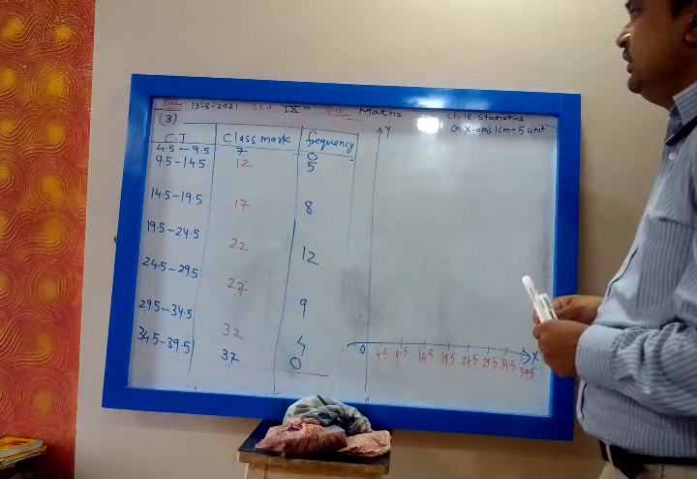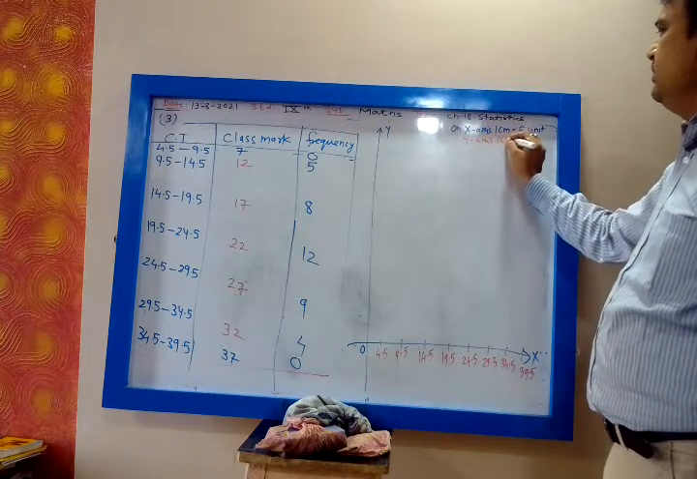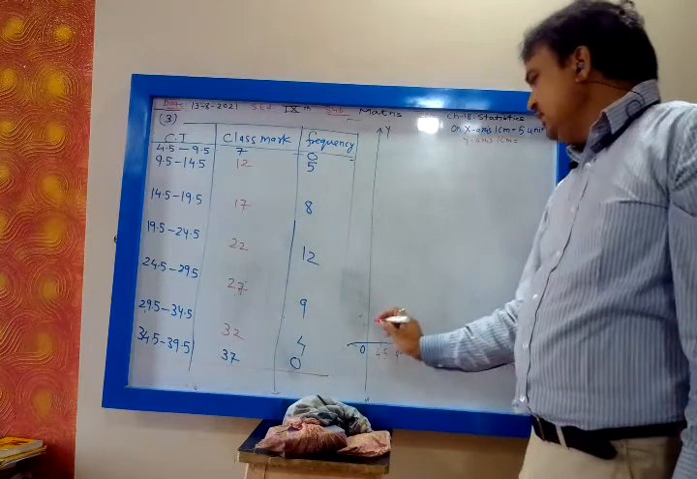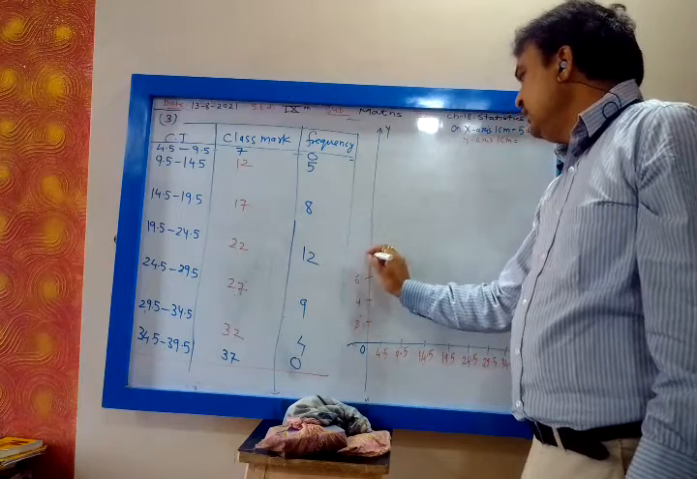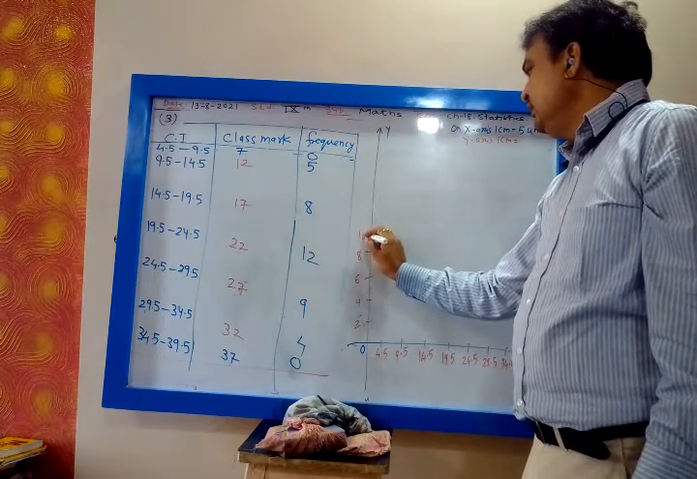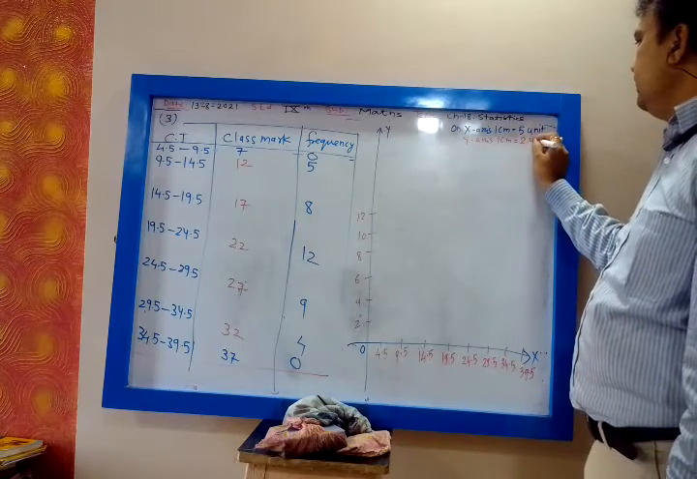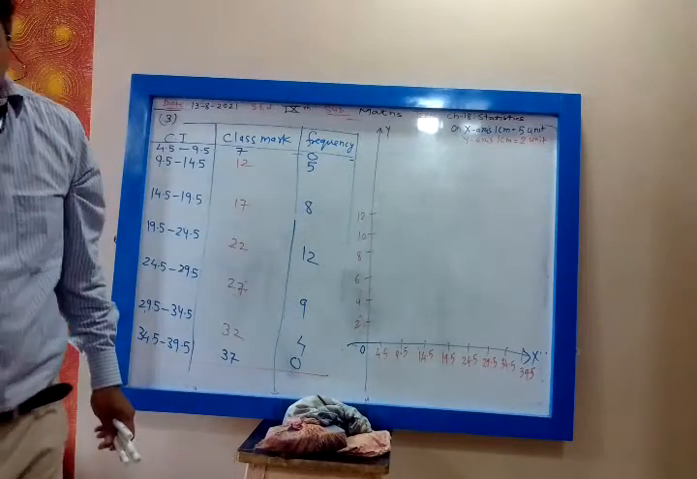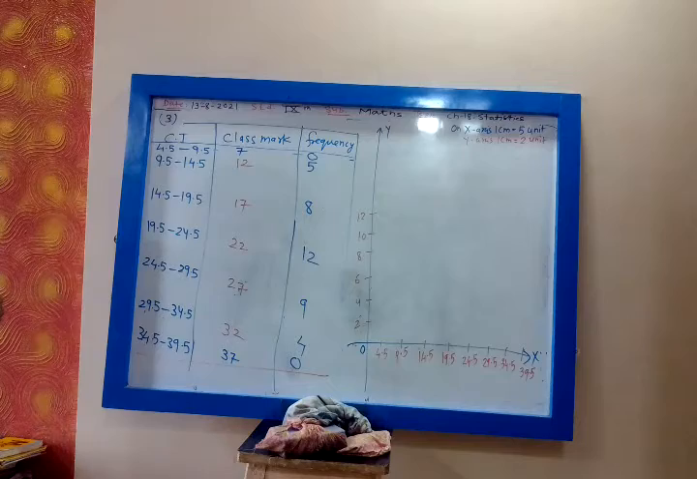Then on y-axis, what is the maximum frequency? Is it 12? So you can take 2, 4, 6, 8, 10, 12. So on y-axis, 1 centimeter is equal to 2 units. So draw this. Now we want the graph of frequency polygon.